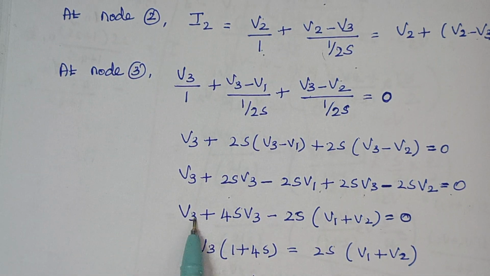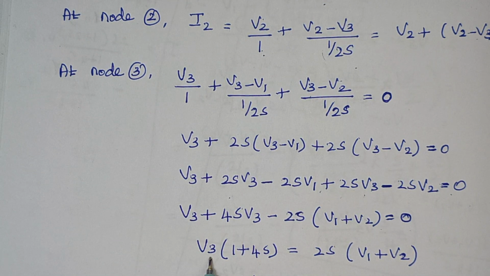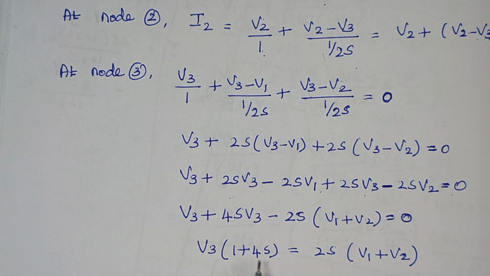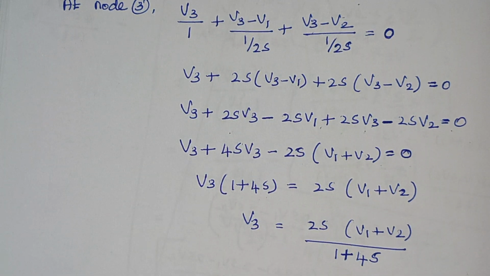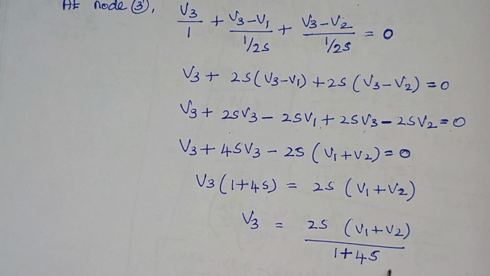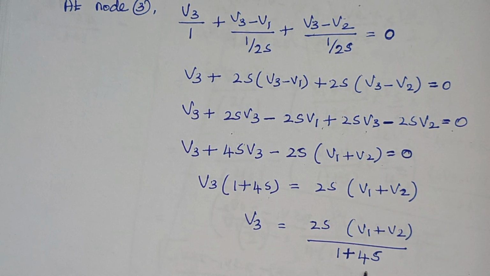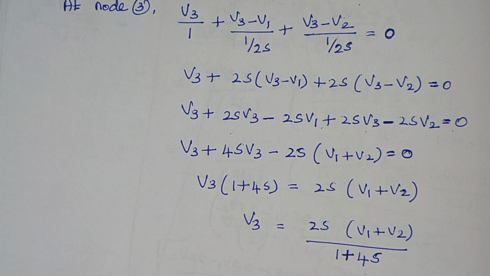Again, in the two V3 terms, V3 is common. So the term becomes 1 plus 4S. So V3 is given by 2S into V1 plus V2, the whole divided by 1 plus 4S. So this is the equation for V3.